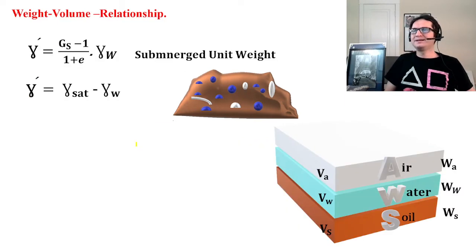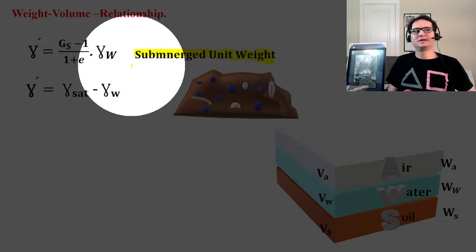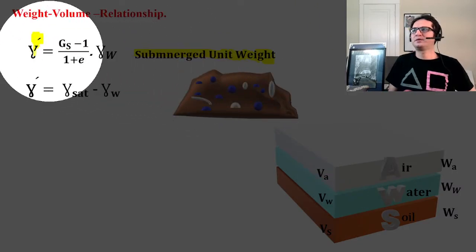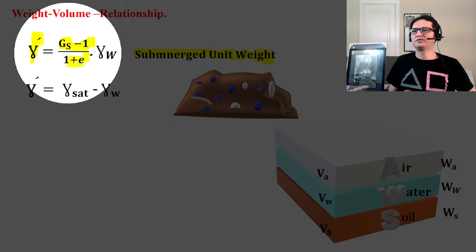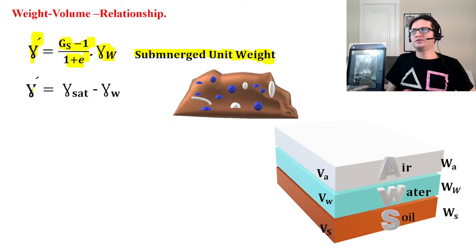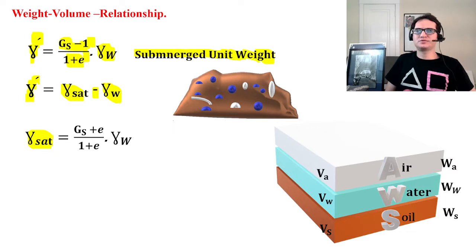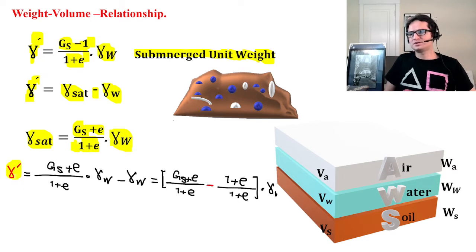So let's, for example, go with the submerged unit weight, and let's see how we can derive the gamma prime equation, which is GS minus 1 over 1 plus void ratio times the unit weight of water. And also we do know gamma prime is saturated unit weight minus unit weight of water. So if we already know gamma saturated is GS plus E over 1 plus E times gamma W, and gamma prime is just gamma saturated, which is this one, minus gamma W, which is GS plus E over 1 plus E minus 1 plus E.